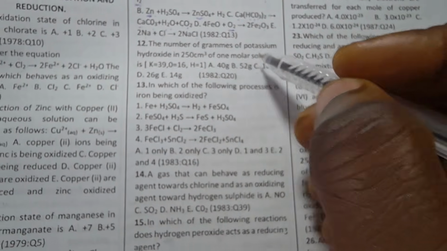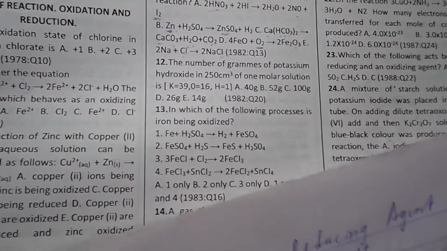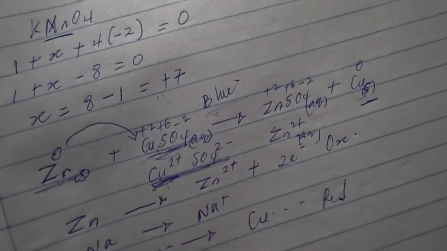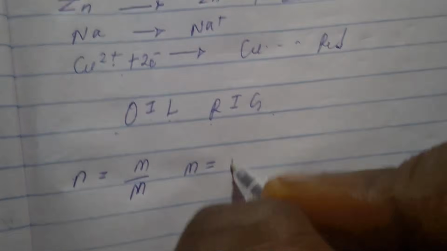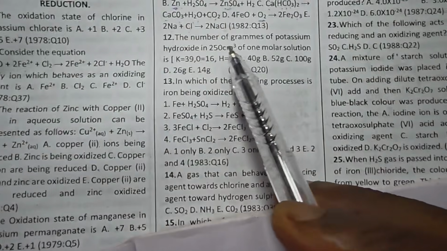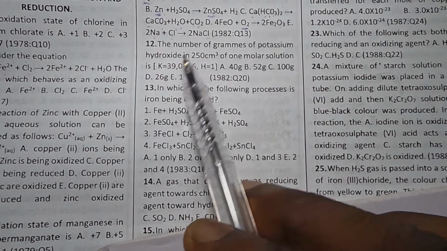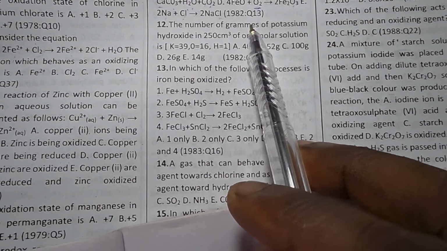What is the number of grams of potassium hydroxide in 250 cm cube of 1 molar sodium hydroxide? So when you want to solve a question like this, let me quickly solve it for you. Number of mole is equal to mass over molar mass, and they say number of gram, meaning that mass is going to be equal to number of mole times molar mass. They said the number of grams of potassium hydroxide, so we want to calculate the mass. That's why they say number of grams. The unit of mass is grams.